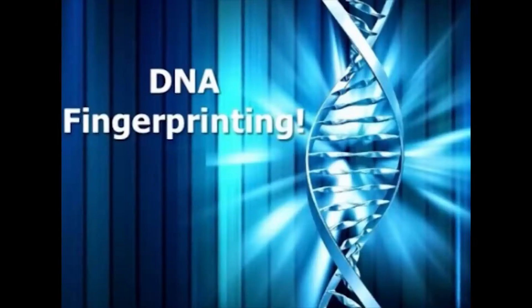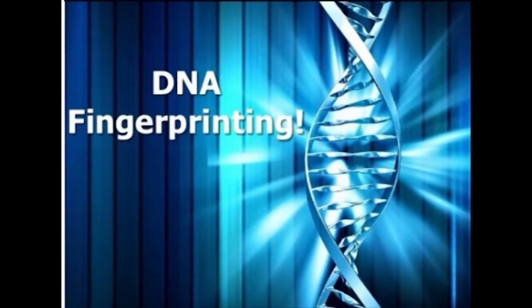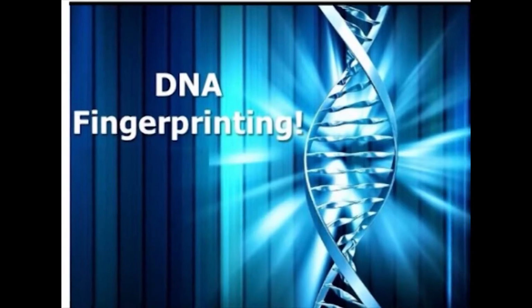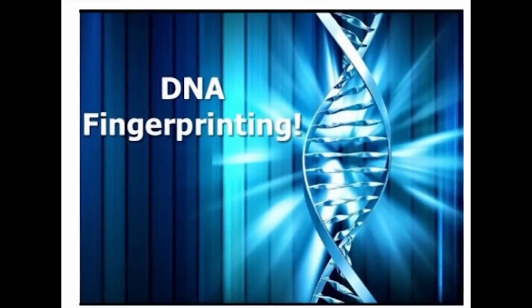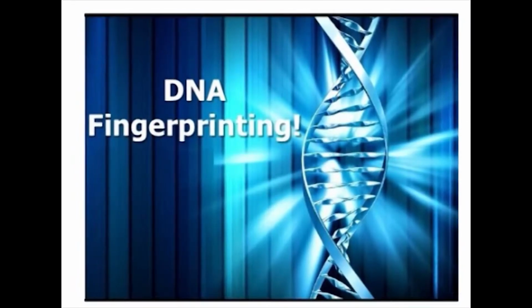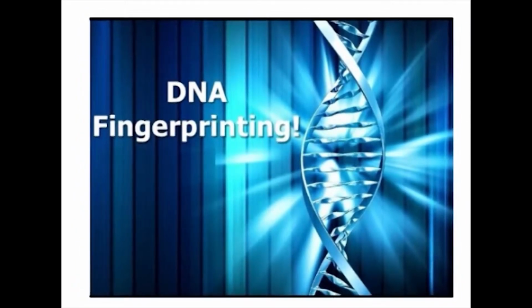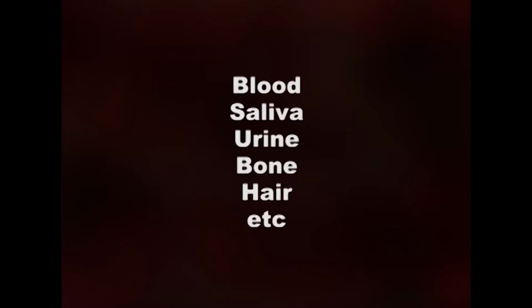Now we come to another section, that is DNA fingerprinting, quite a new section. It deals with the cases of disputed paternity, identification, mass disaster cases, etc. It can handle different types of exhibits for the examination of DNA such as blood, saliva, urine, bone, hair and other biological materials. Next, the forensic ballistic division.